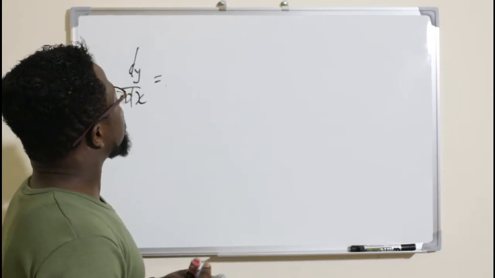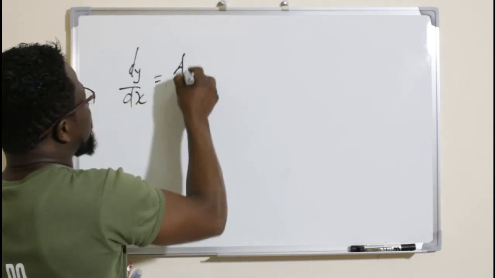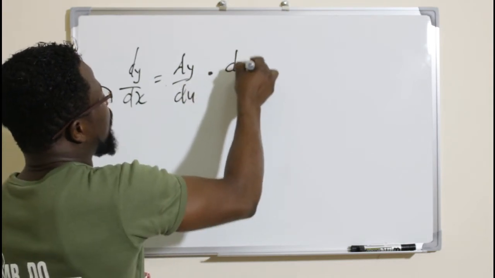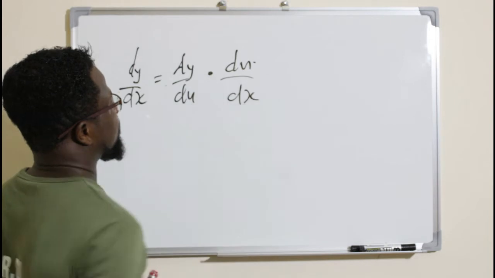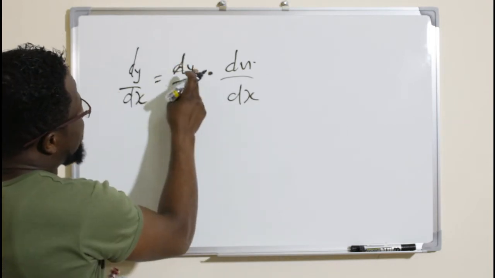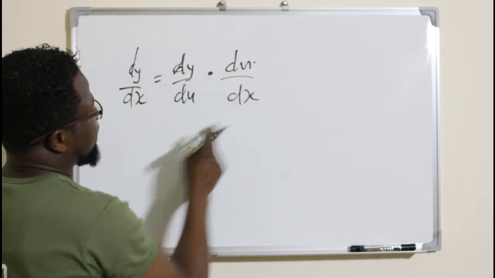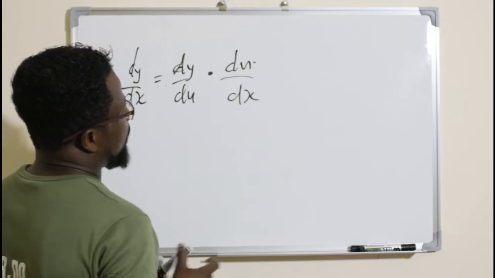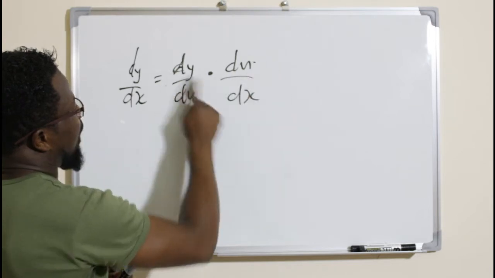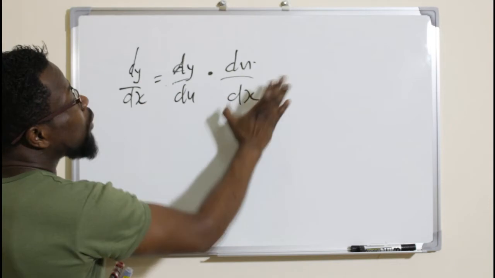So the chain rule is simply dy/dx equals dy/du multiplied by du/dx. We can see we have dy/du multiplied by du/dx. So if I cancel this and this, what I have is just dy/dx, which is the same as what we have here. So this is what we refer to as the chain rule.